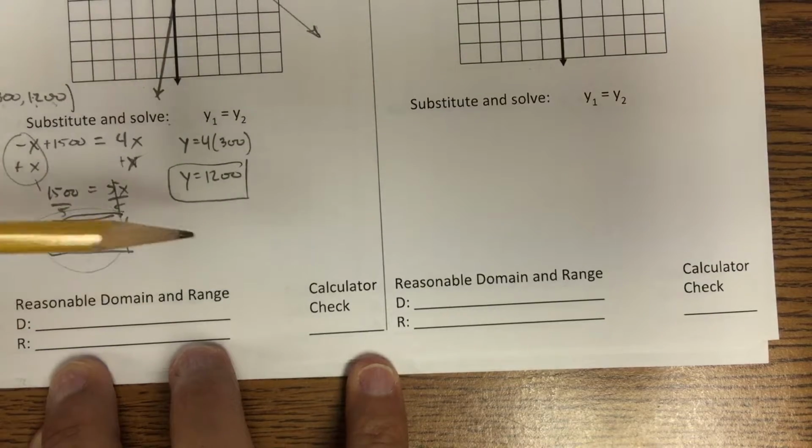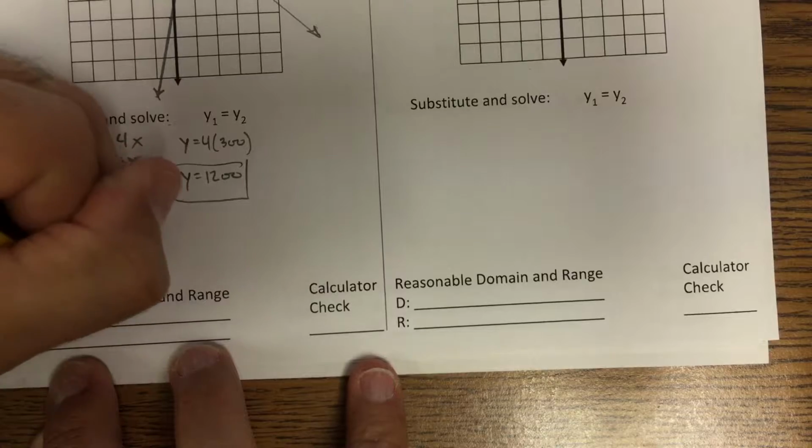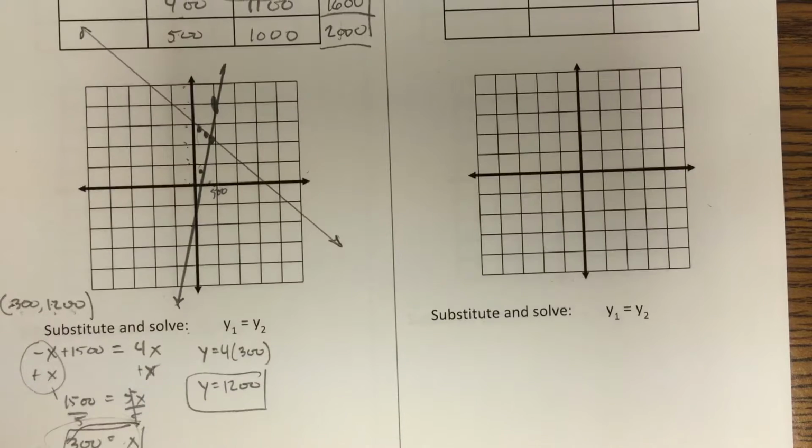What are the possible values for x and y? In order for them to be combined, there needs to be a total of 1,500 yards. So for the domain, that's x and that's y. What is the smallest value that makes sense? So x is running backs. How many?